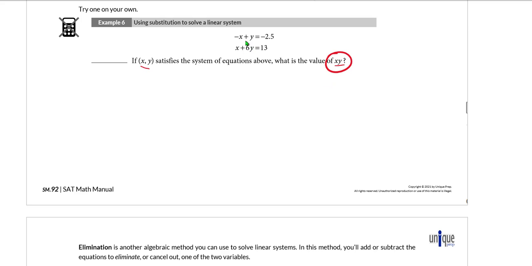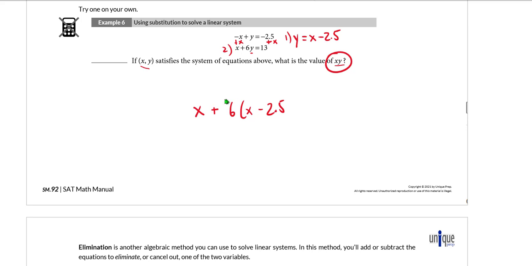So we're going to do this using substitution. Again, what variable do we want to isolate? It doesn't really matter. What I'll do is I'll add x to both sides of the first equation, and I will get y equals x minus 2.5. So the first equation, equation 1, is now y equals x minus 2.5, and the second equation is x plus 6y equals 13. So now what I am going to do is write x plus 6 times, substituting for y, minus 2.5.